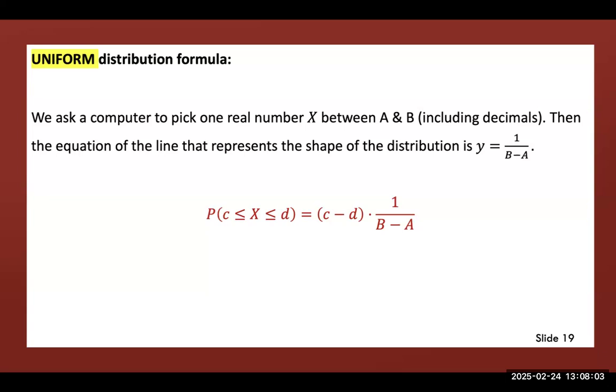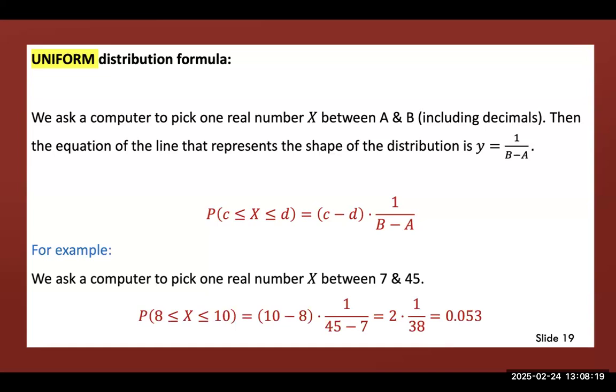And if you want to find the probability x is between two numbers, you subtract to get the distance between those two numbers, that's the base of your rectangle, and you multiply by the height, which is given by the equation of the line. So let me give you an example. If you ask a computer to pick one number, x, between 7 and 45, then if we take 45 and subtract 7, that's 38. And so the equation of the line is 1 over 38.